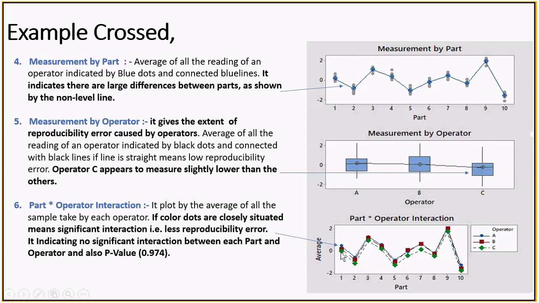So if there is no significant interaction, we have to leave out the part and operator interaction from the ANOVA table, and we will have another ANOVA table, the ANOVA without interaction. So we will take all the data from the ANOVA without interaction table. That is why from this graph we can see whether there is a significant interaction or not. If there is not, then it is better we leave the operator and part interaction out of our study because there is no significant interaction.